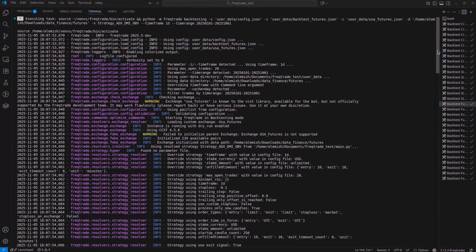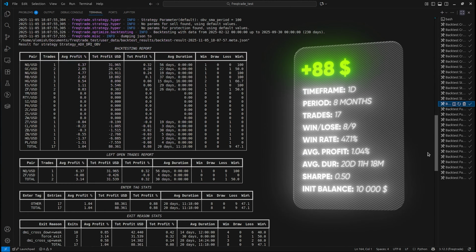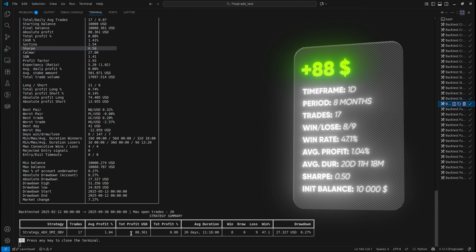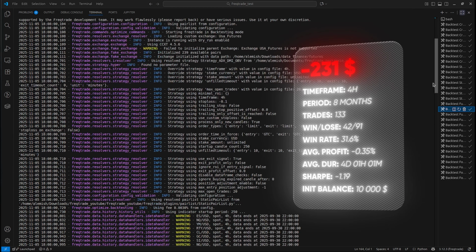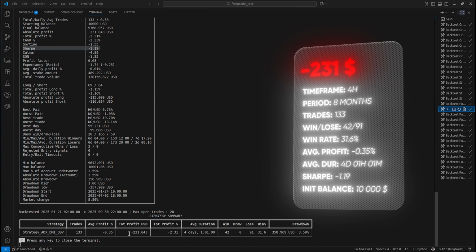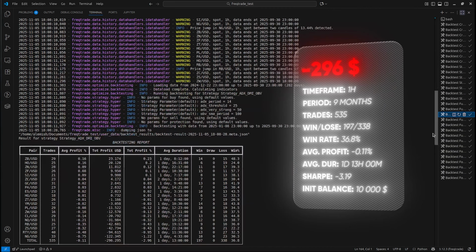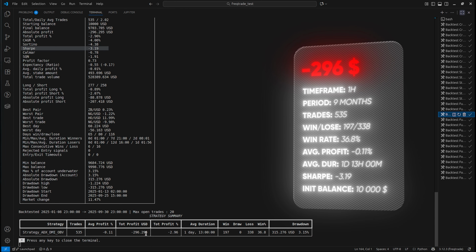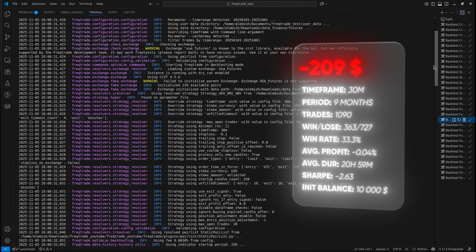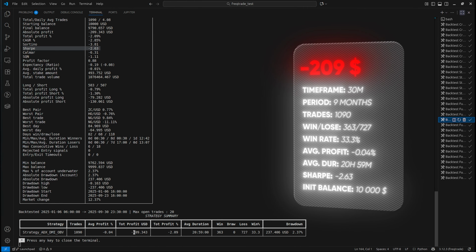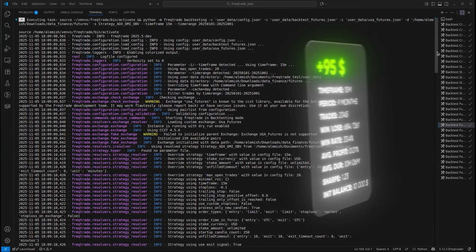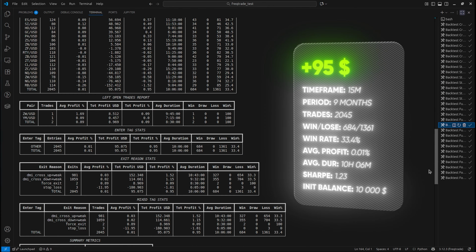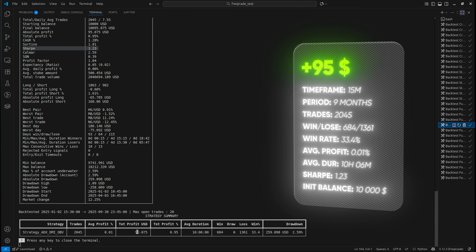Now let's move to futures market, 1 day time frame. And we've made $88. 4 hour time frame. Here we've lost $200. 1 hour. Here we've lost nearly $300. 30 minutes. And here we've lost $200. 15 minutes. And here we profited $95.